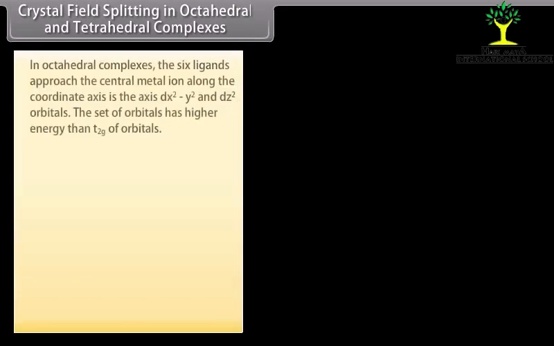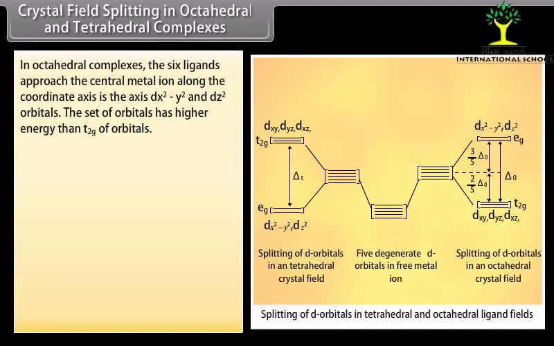Crystal field splitting in octahedral and tetrahedral complexes. In octahedral complexes, the 6 ligands approach the central metal ion along the coordinate axes, which are the axes of the dx2-y2 and dz2 orbitals. This set of orbitals has higher energy than the t2g set of orbitals.